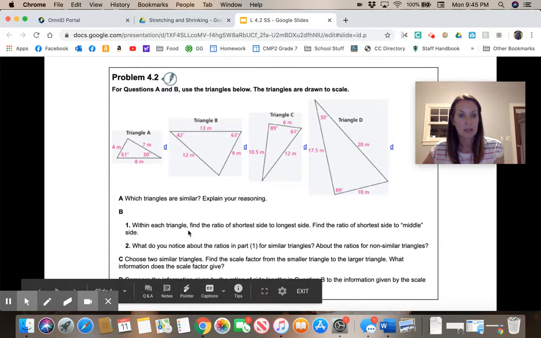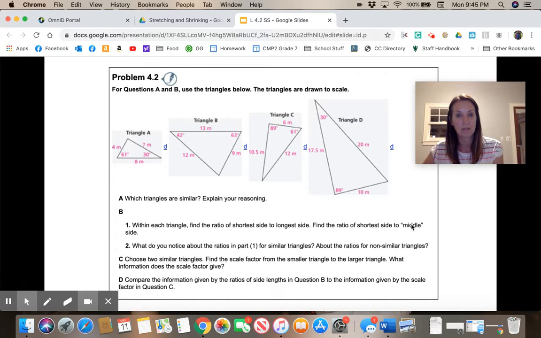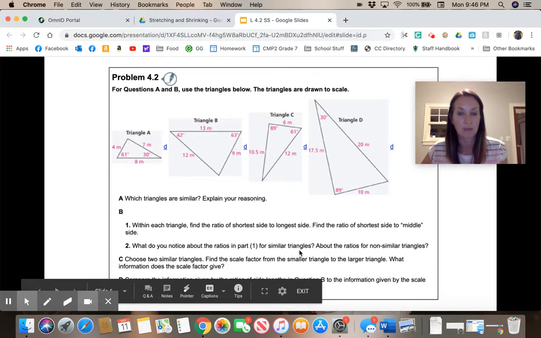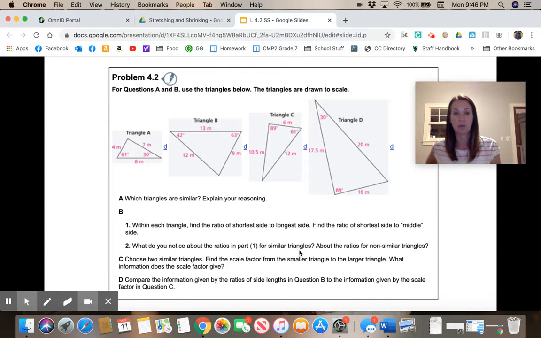In question B, it says within each triangle, find the ratio of the shortest to the longest. Then find the ratio of the shortest side to the middle side. With each triangle, so here you'd have A, B, C, and D. B2 says, what do you notice about the ratios in part one for the similar triangles? What about the ratios for the non-similar triangles? You should find that the ratios for the similar triangles should be equal.